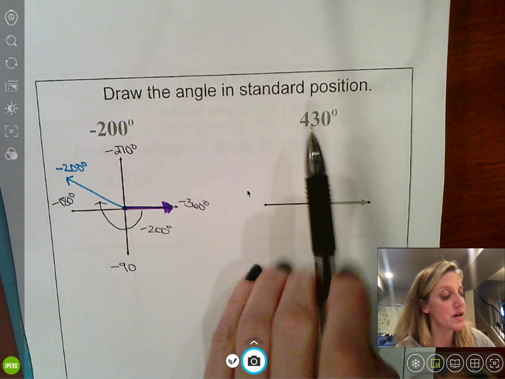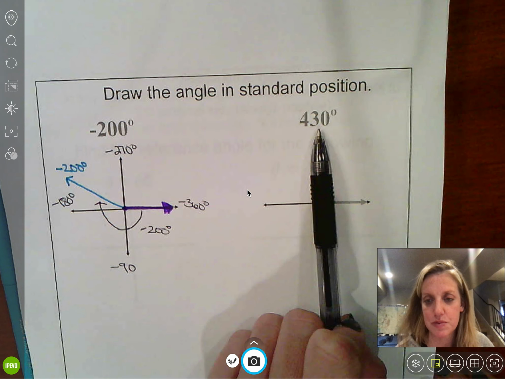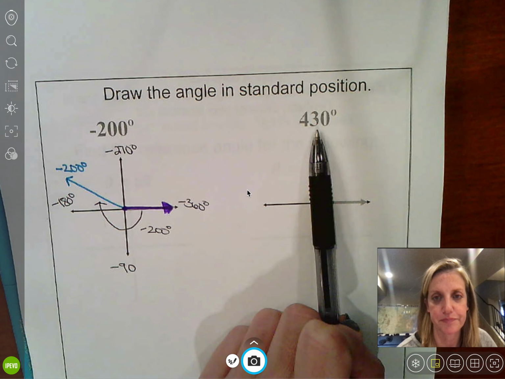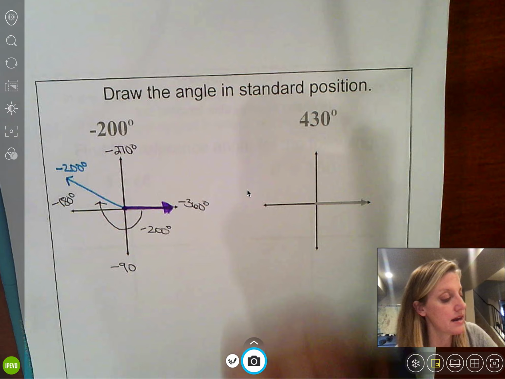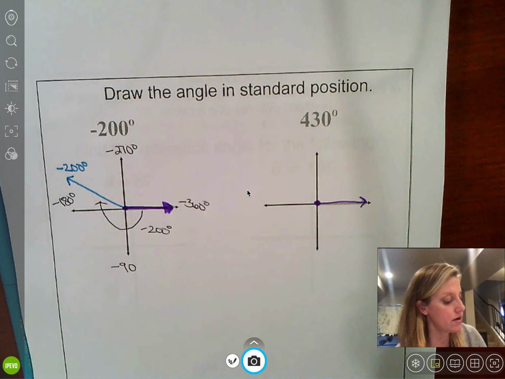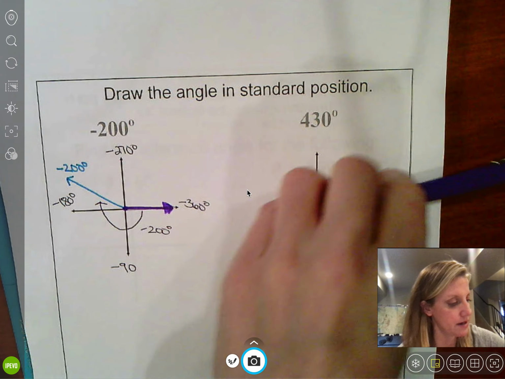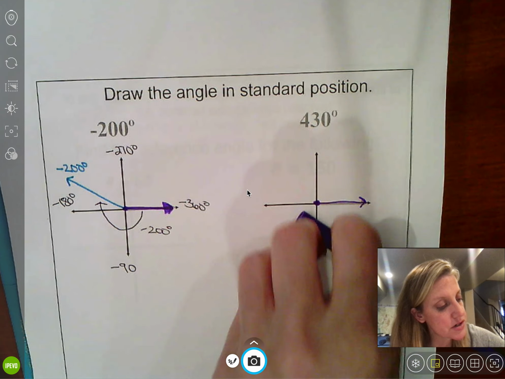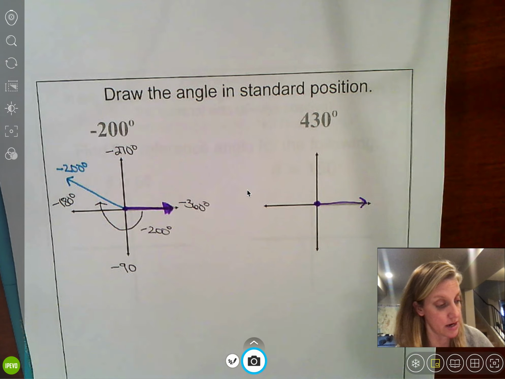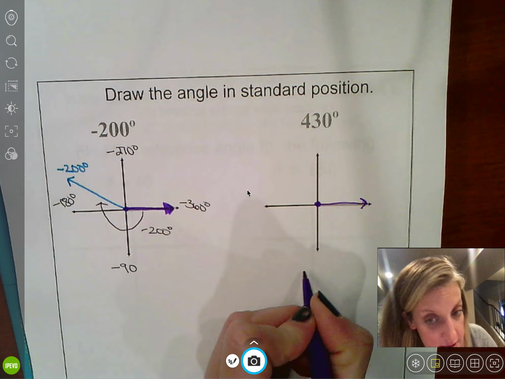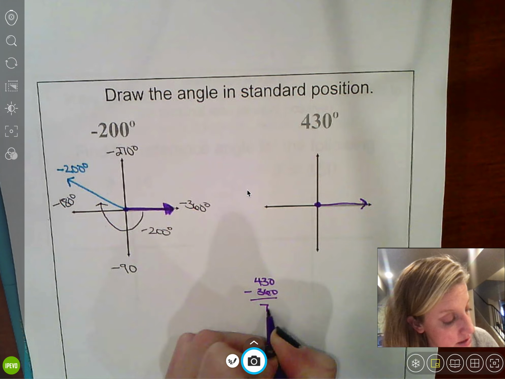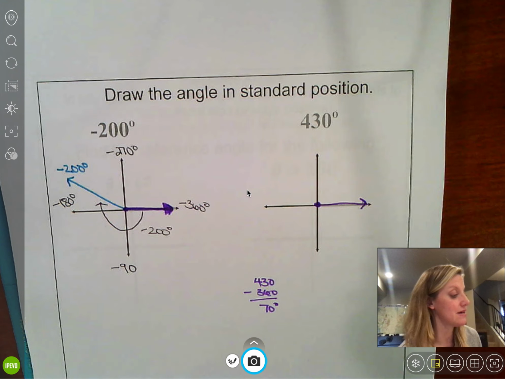All right, this next one, positive 430. This one is interesting because what's happening here is that it goes more than once around. You draw in that initial side, always at the origin, on the positive x-axis. And now if we rotate our spinner one full rotation around, we've gotten to 360 degrees. And so we still have more to go. If we do 430, if we take off 360 degrees, we still have 70 degrees left.